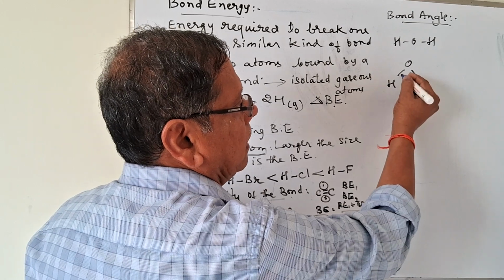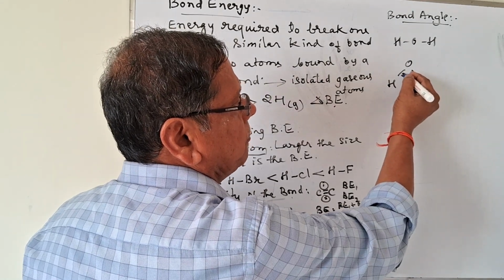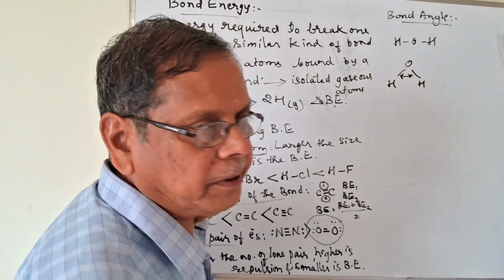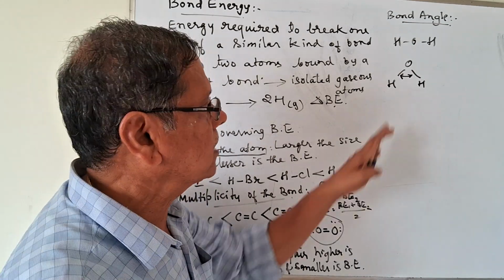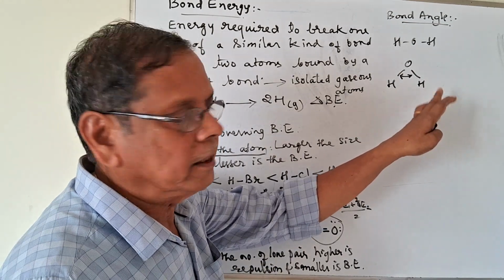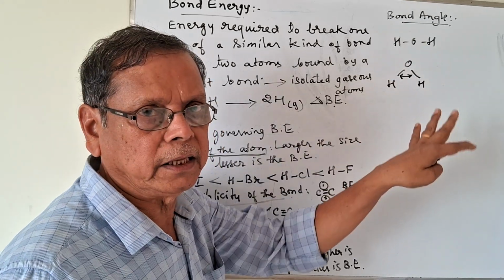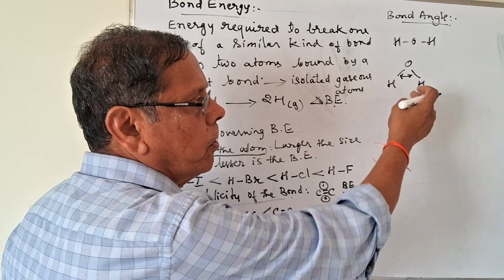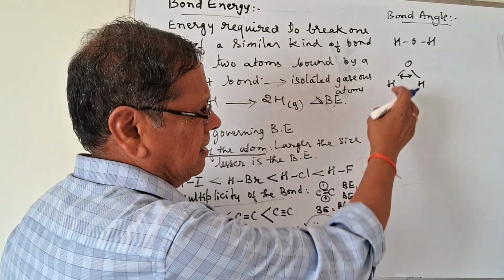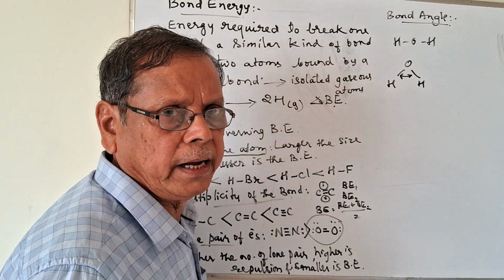The angle between the two bonds is the angle between the orbitals containing the bonded pairs, and that is actually named as the bond angle. There will be some orbitals also containing the lone pair, but we consider the bond angle between the two bond pairs. Such an angle is named as the bond angle.